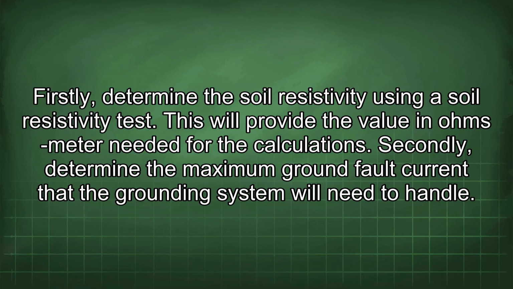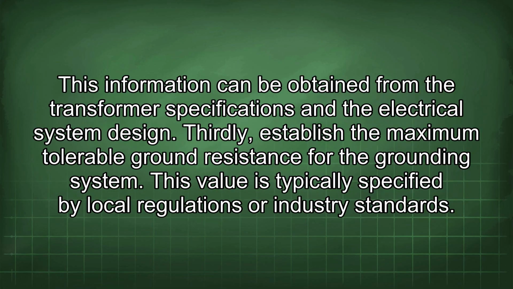This will provide the value in ohm-meters needed for the calculations. Secondly, determine the maximum ground fault current that the grounding system will need to handle. This information can be obtained from the transformer specifications and the electrical system design. Thirdly, establish the maximum tolerable ground resistance for the grounding system. This value is typically specified by local regulations or industry standards.